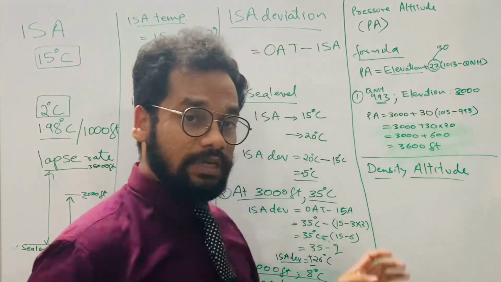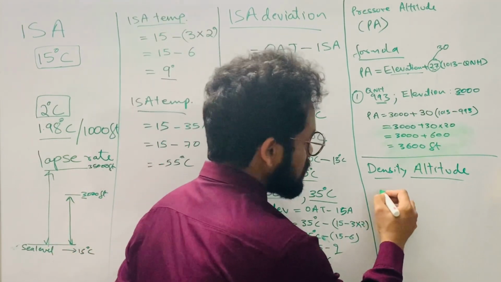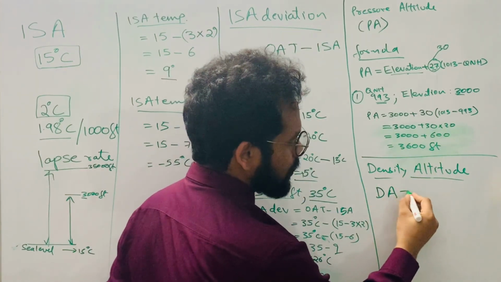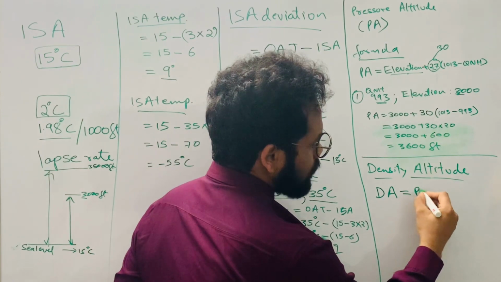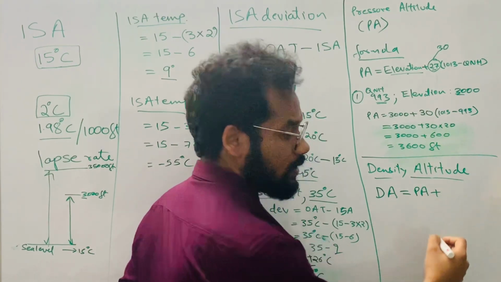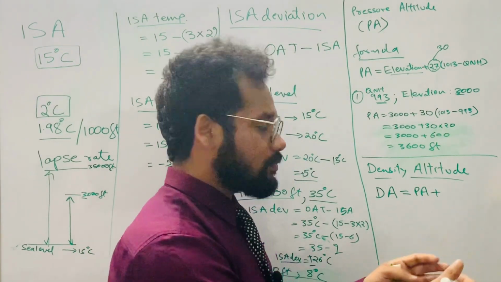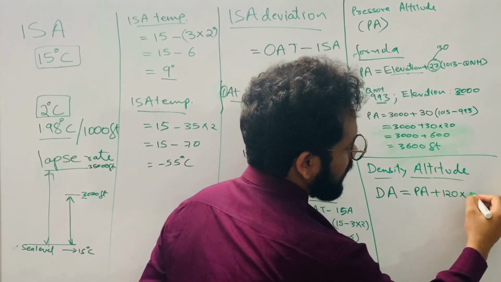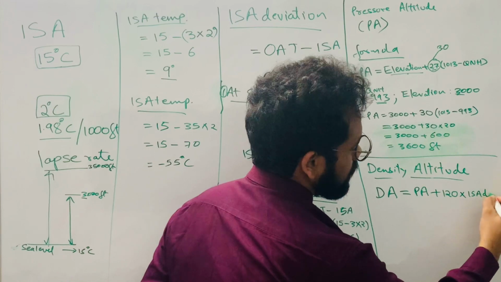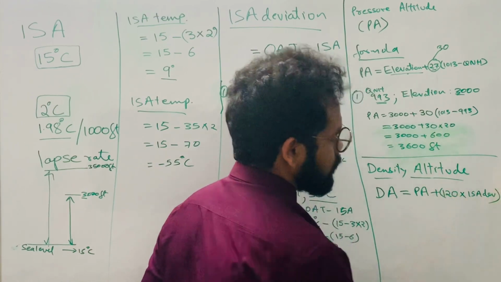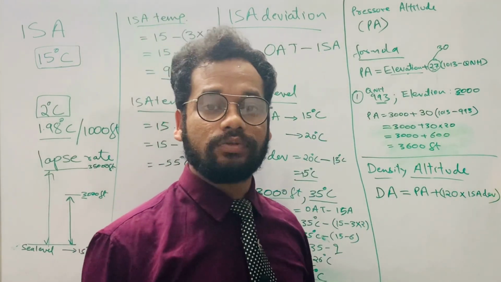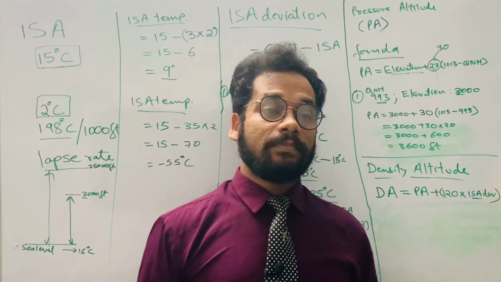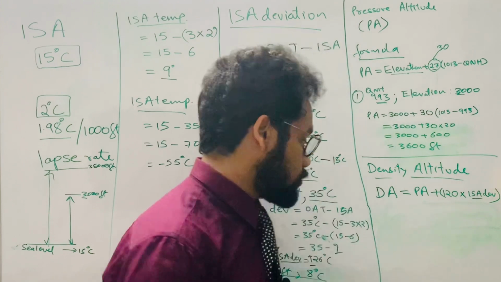For calculating the density altitude, we have a formula. I am representing density altitude by dA, which is equal to pressure altitude plus 118 point something, but instead of 118, I am considering 120, multiplied by the ISA deviation. So this is the formula of density altitude. Let's take an example to understand density altitude.